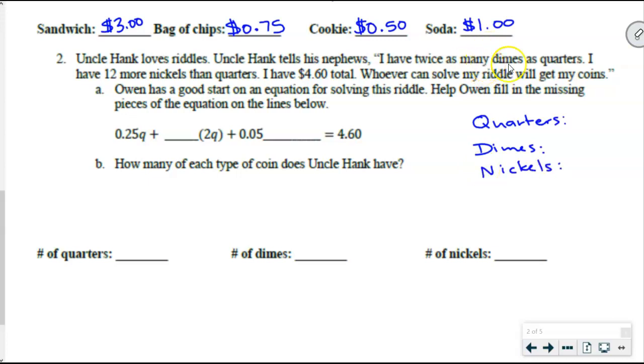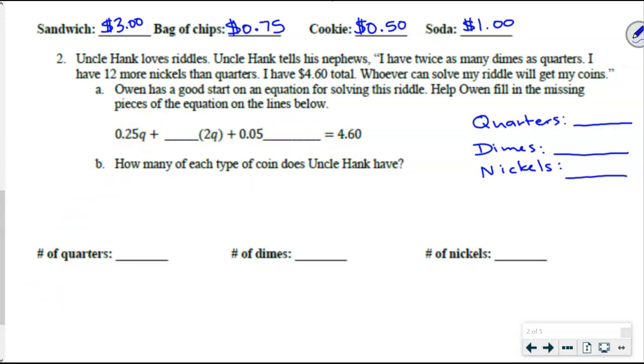I have twice as many dimes as quarters. I have 12 more nickels than quarters. How are we going to represent all of this information? So start by talking with your groups. Quarters, dimes, nickels. Just write little miniature expressions to represent what we have here, and then we can tie it all in together to this equation that Owen has started. Pausing the recording as students discuss.